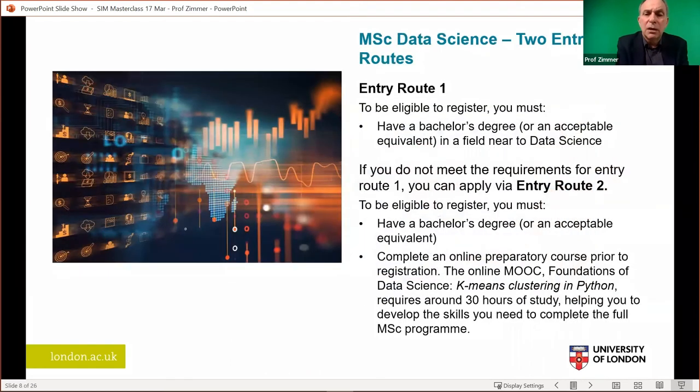Okay, there's two ways of joining the program. You have to have an undergraduate degree or an acceptable equivalent in either case. If you have a computing one or a maths one or an economics one, you're fine.